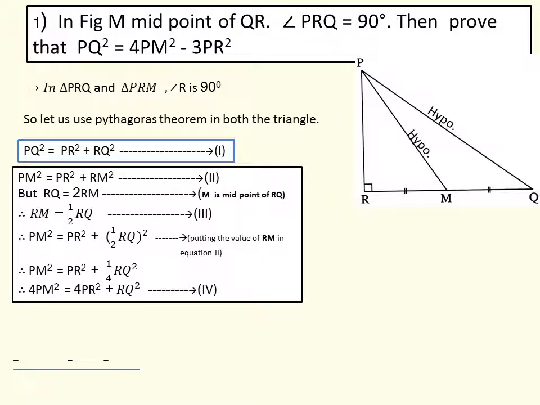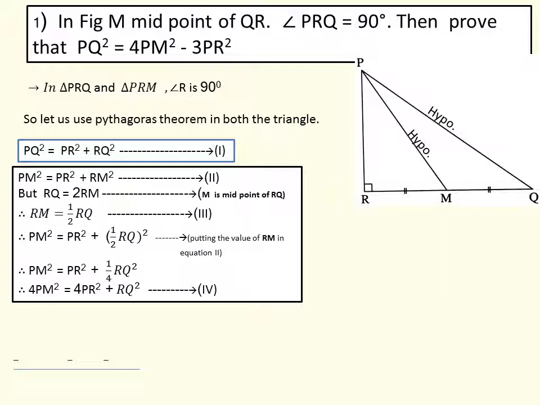Now second triangle, triangle PRM. In this triangle, using Pythagoras theorem, PM square equal to PR square plus RM square. This is equation 2. Now we have M is midpoint, therefore we can say RQ is equal to 2MR or RQ equal to 2RM. So RM is equal to 1 upon 2 RQ. This is equation 3.